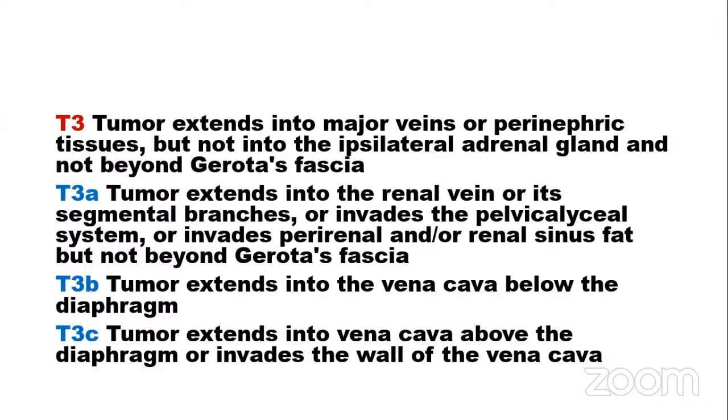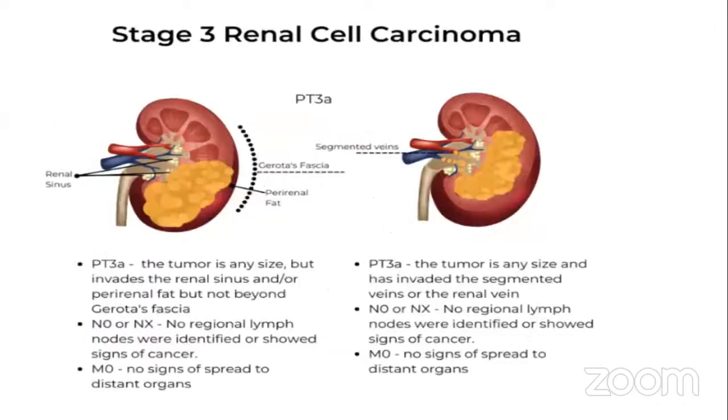The 3B extends into the vena cava below the diaphragm. 3C extends into the vena cava above the diaphragm or invades the wall of the vena cava.